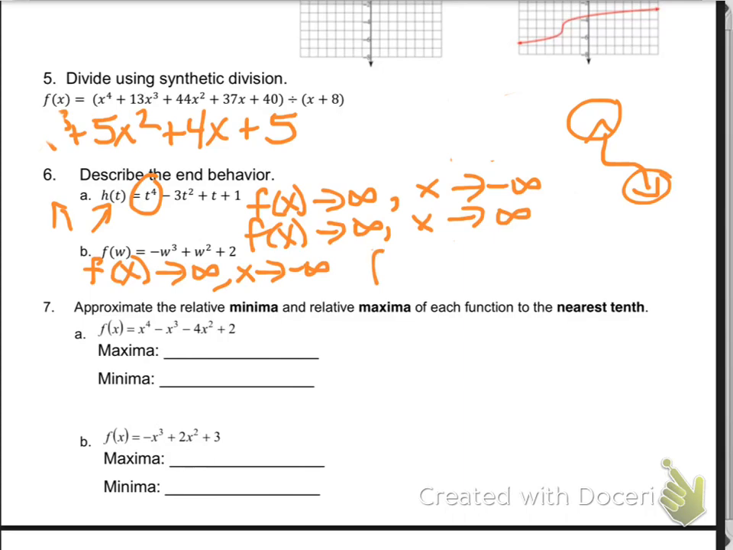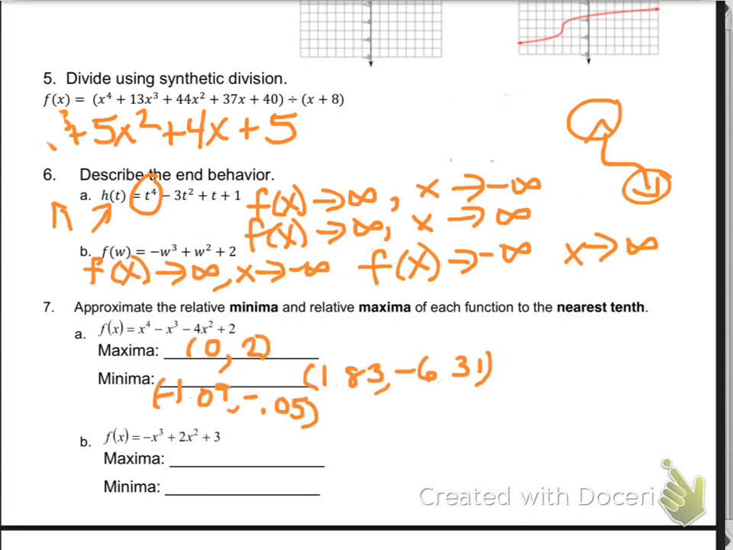Here we are going down. So f of x is approaching negative infinity. X is approaching positive infinity. Because on the right-hand side, x is always going towards positive infinity.